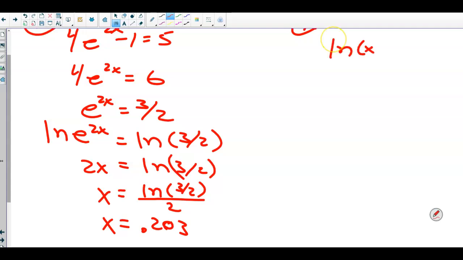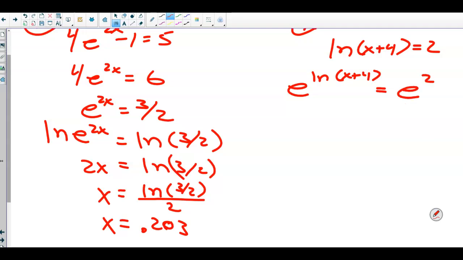So ln of x plus 4: when you have the E, you need an ln. When you have the ln, you need an E. We raise both of them to the E. It's E to both sides. That's what I meant to say.